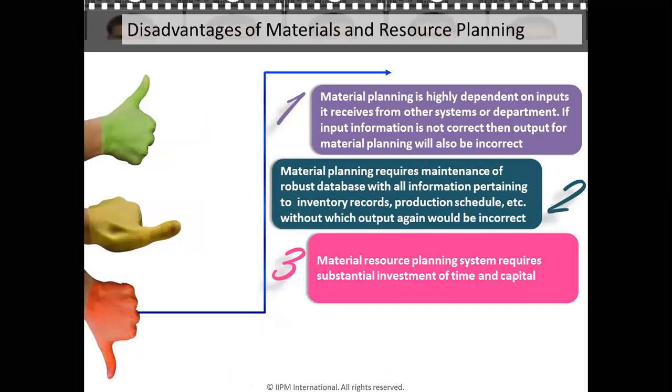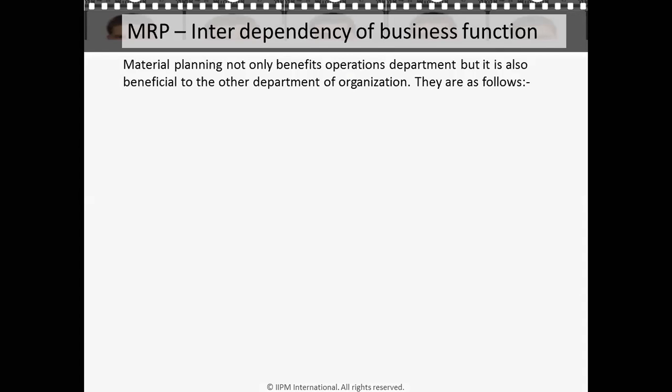Disadvantages of materials and resource planning: it could be highly dependent on inputs. Material planning is highly dependent on inputs it receives from other systems or departments. If input information is not correct, then the output of material planning will also be incorrect. Secondly, material planning requires maintenance of a robust database with all information pertaining to inventory records, production schedules, and so on, without which the output again will be incorrect. Material resource planning systems require substantial investment of time and capital.